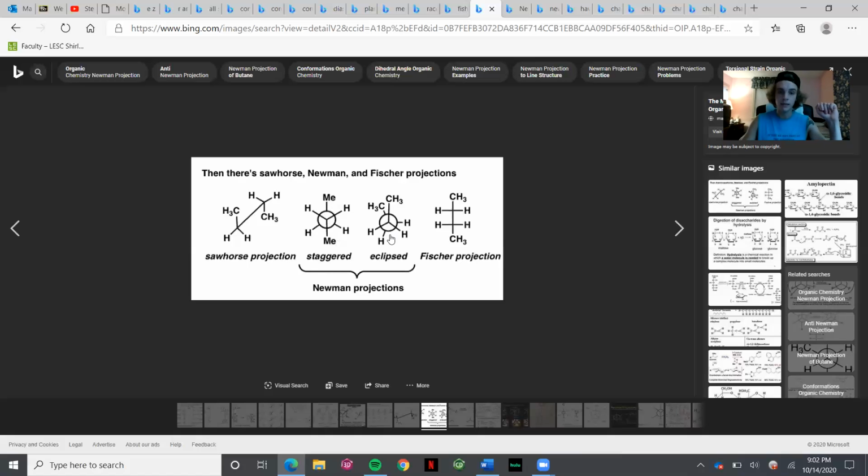Now here we have an eclipsed, where we have rotated it completely around, and now we have the same thing as the Fisher projection, which is always represented as the top and bottom going away from you, and all vertical lines are going towards you.